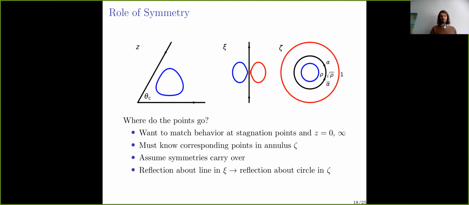Also, we can get the points 0 and infinity. Here we're assuming symmetry about the horizontal axis, so the same symmetry should hold here, which means we can assume it's again along the horizontal. So 0 and infinity in the annulus are also going to be along the horizontal axis, and they still have to be along the black corner boundary. And then finally, the stagnation points. So here they're circles. They're going to go to somewhere along the black circle in the annulus. And by symmetry, we know that one must be the complex conjugate of the other. All that to say, we basically just use symmetry to determine where these points go. So we've assumed a lot of symmetry in the problem in order to write down where these points should be.